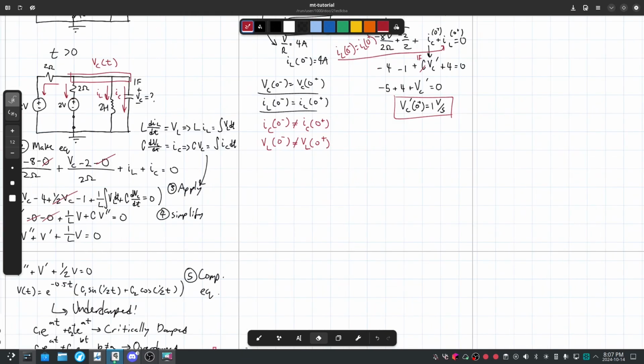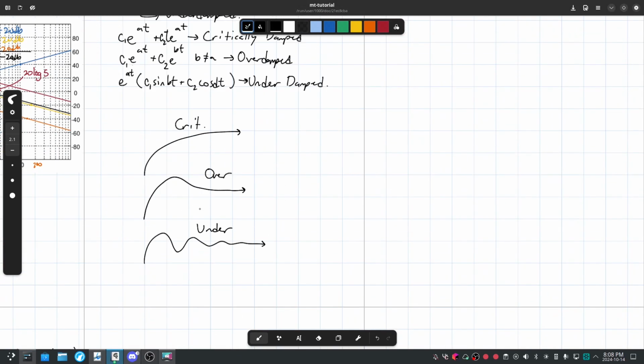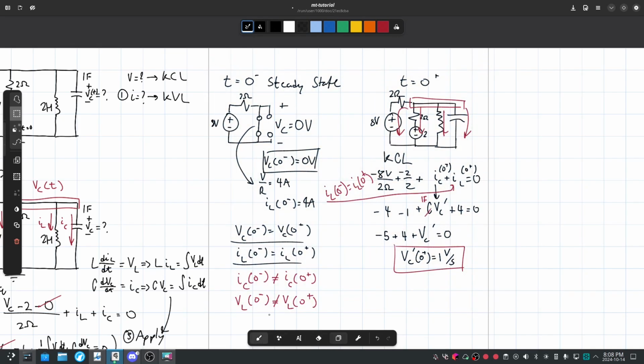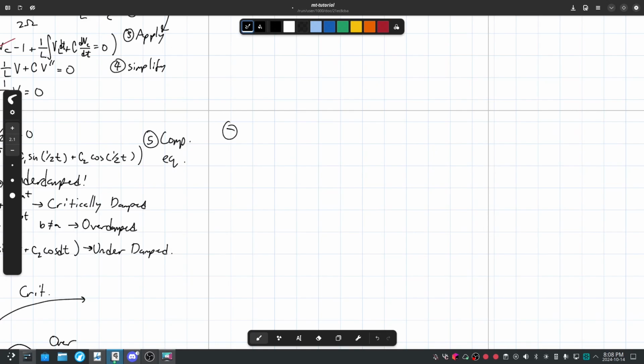Okay, and now step 6, I believe it's step 6 that I wrote. Oopsie. Step 6, yep. Let's move all this down. IVP. This solves for V prime at 0. And now we bring it down. Solve IVP.